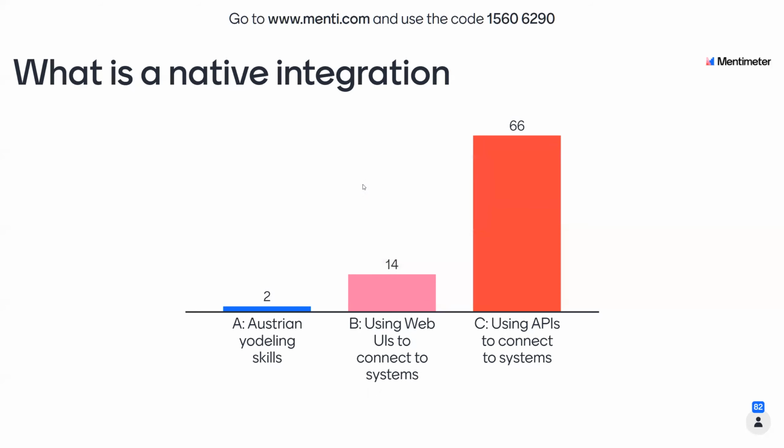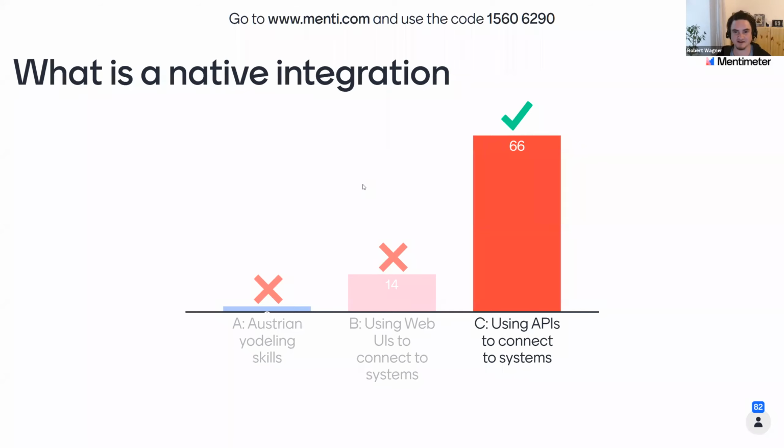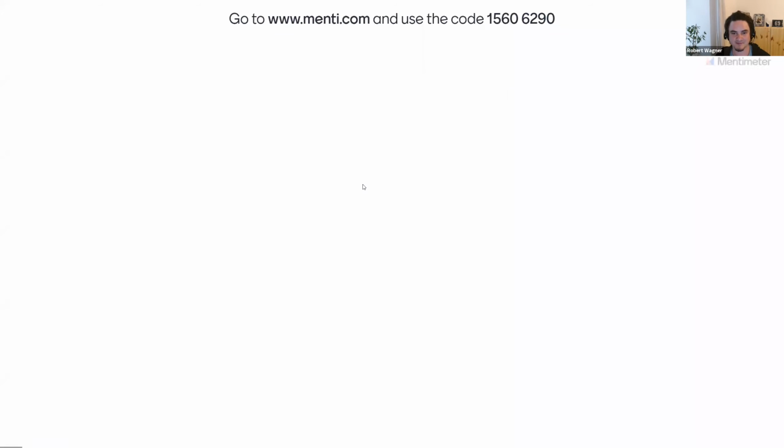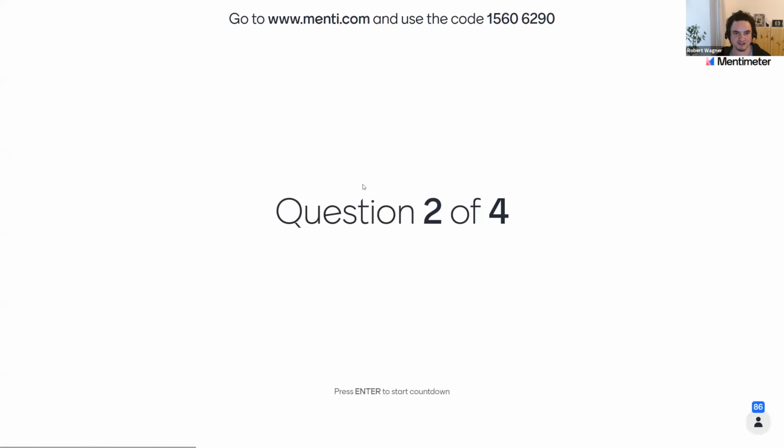You have to answer on menti.com, not in the chat. You have to answer in the app, right? But 66 people answered it correctly. Nobody picked yodeling skills. That's good. All right, guys. So when we talk about a native integration, it is not using the web UI, it is accessing the APIs of a system directly. So we typically skip the UI layer. Cool. Next question. One more question, and then we continue with the presentation.